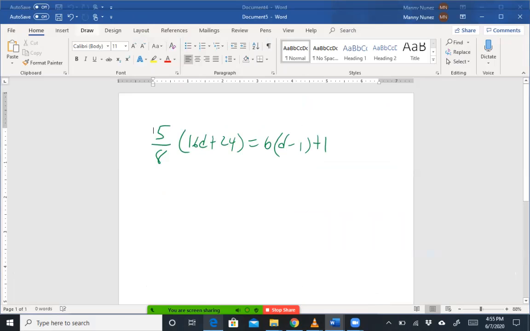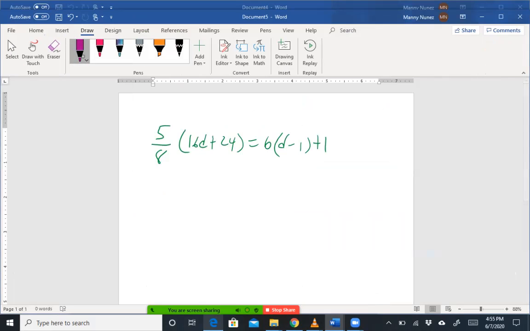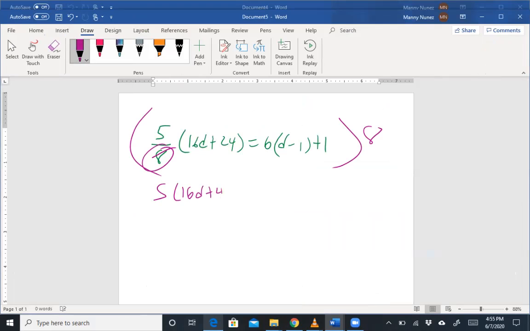Okay, what I'm going to do first, I'm going to make life easy. And what I want to do first is I want to multiply everything by 8 that is outside of parentheses, okay? And the reason why I want to do that is because this 8 now goes bye-bye. I'm left with 5. The 16d plus 24 gets left alone, okay? Very important. 16d plus 24, again, gets left alone, okay? Equals 6. Well, actually not 6. It's actually 8 times 6. I have to multiply whatever's outside the parentheses. So 48, and then I have d minus 1, and then plus 8.